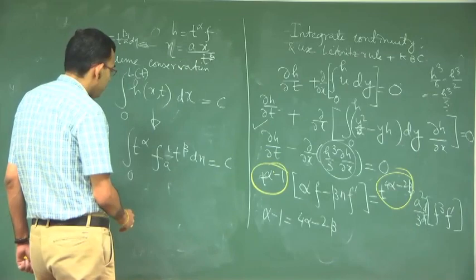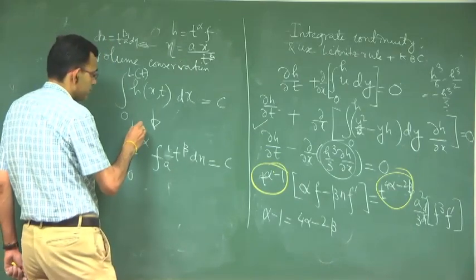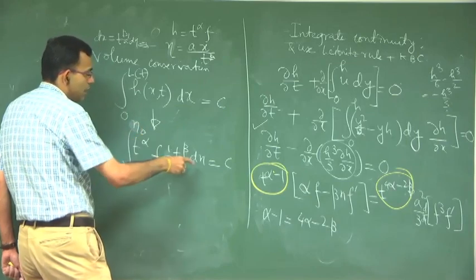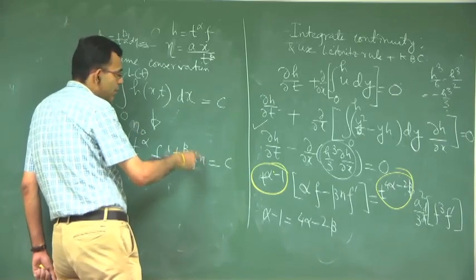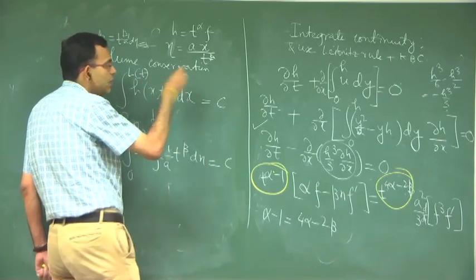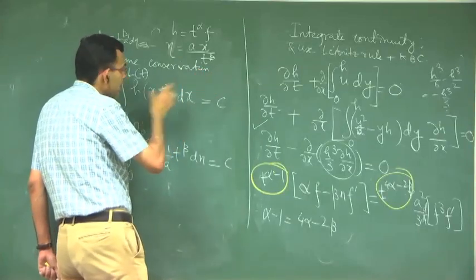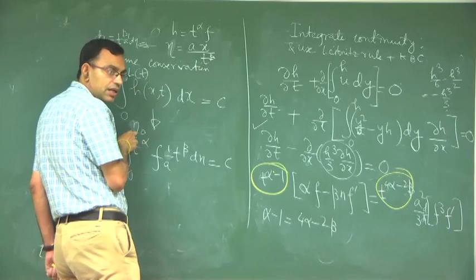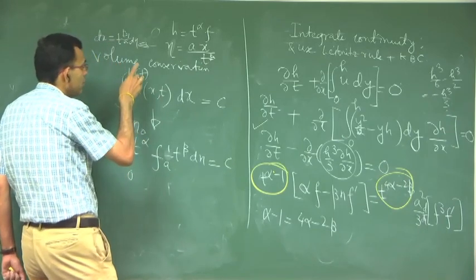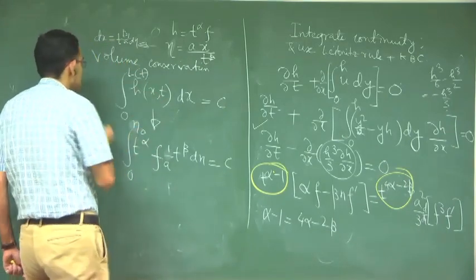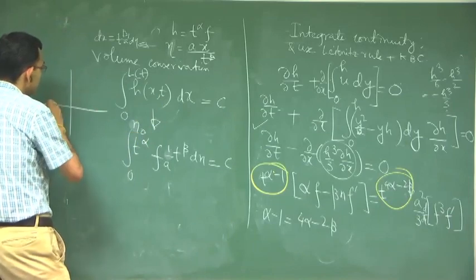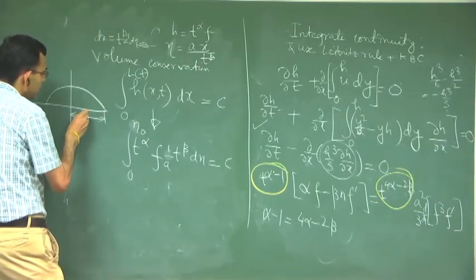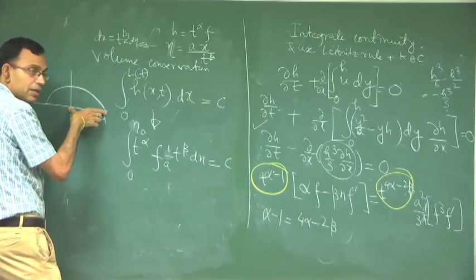So, eta, let us say, when x is equal to L, which is the length of the drop, the eta is correspondingly eta naught. So this is the droplet, if this is L, the corresponding name of the eta variable is eta naught.